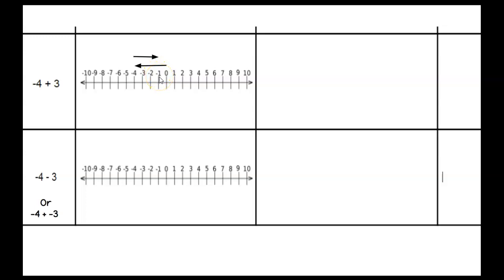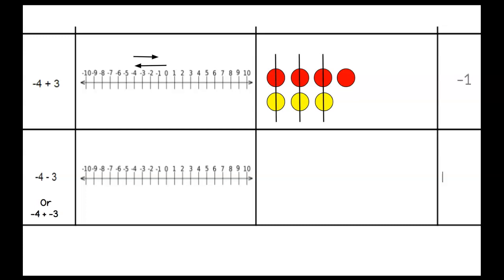Here's what it looks like with counters. We're going to have 4 reds, and we're going to add 3 yellows, and then we determine how many 0 pairs we have. We have 3 sets of 0 pairs, and what we're left with is negative 1.